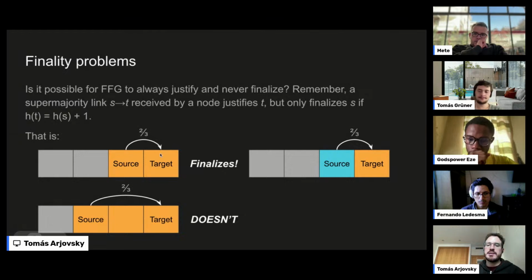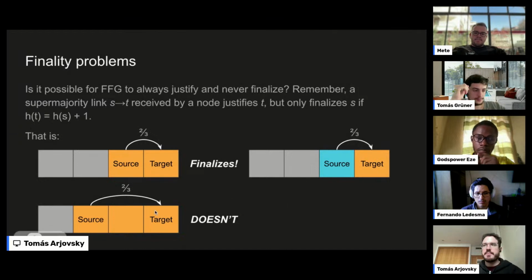And what happens is that if 2/3 of the network vote on the same link, on this source and this target, then two things happen. The first one is that this gets justified and this gets finalized. Right? Are we all on the same page there? Or do we have any questions? Which is perfectly fine if we do, right? That's what the workshop is for.